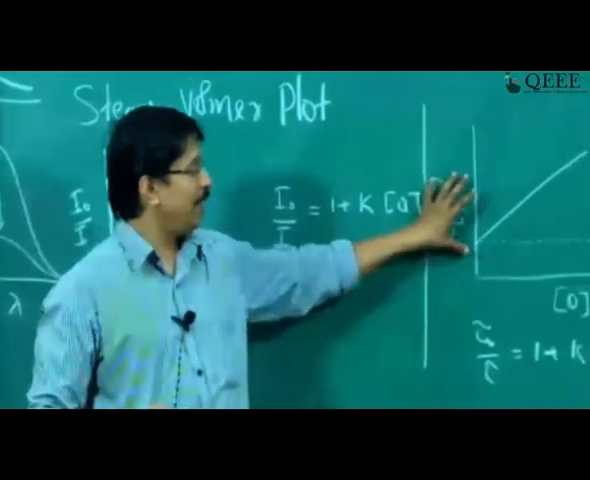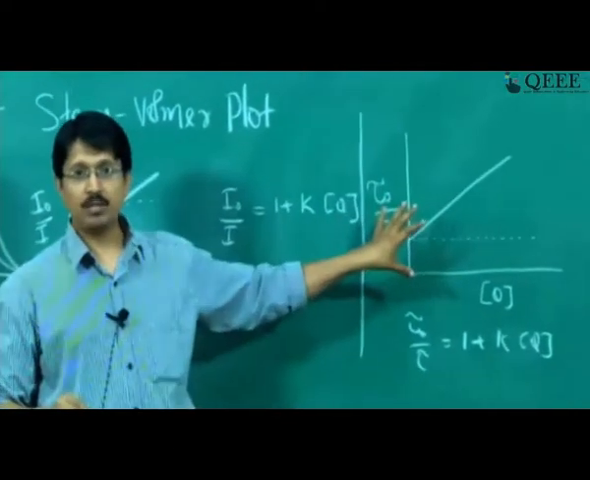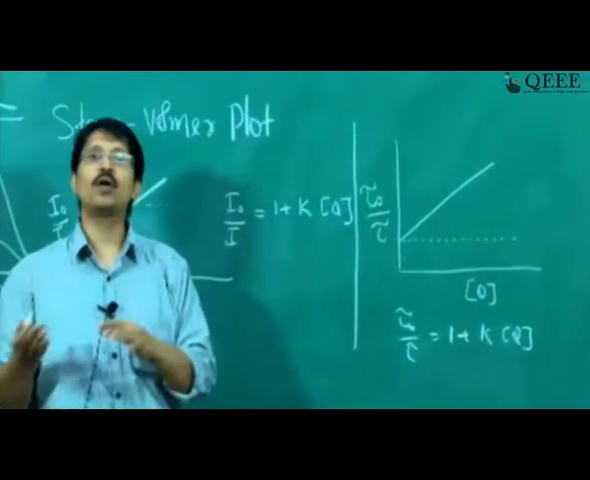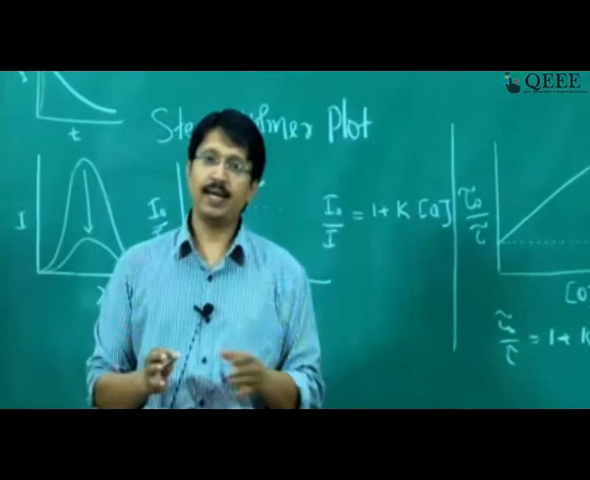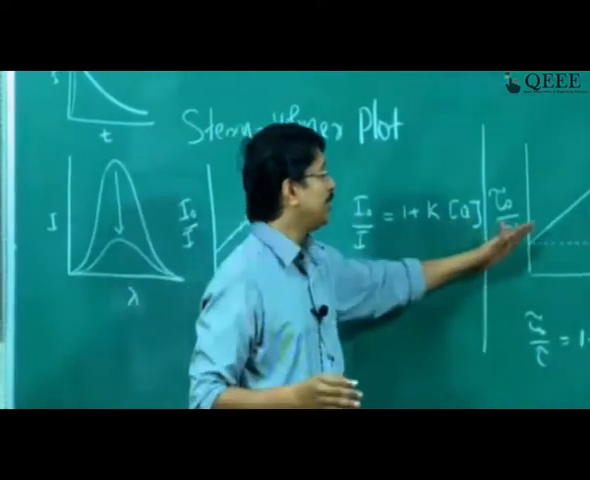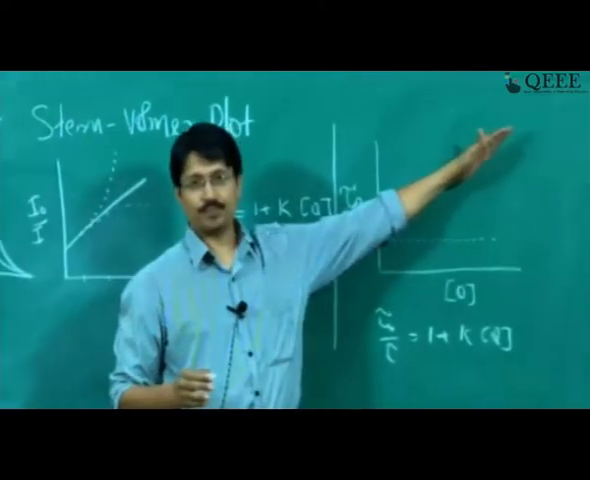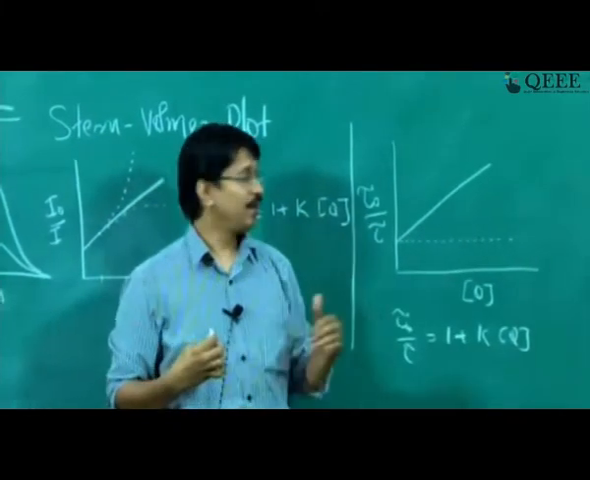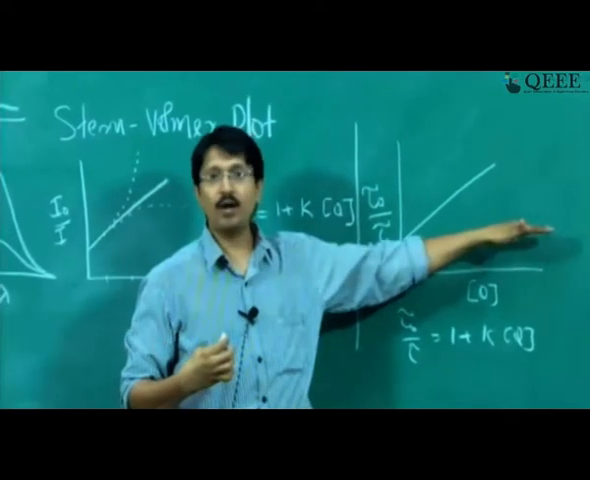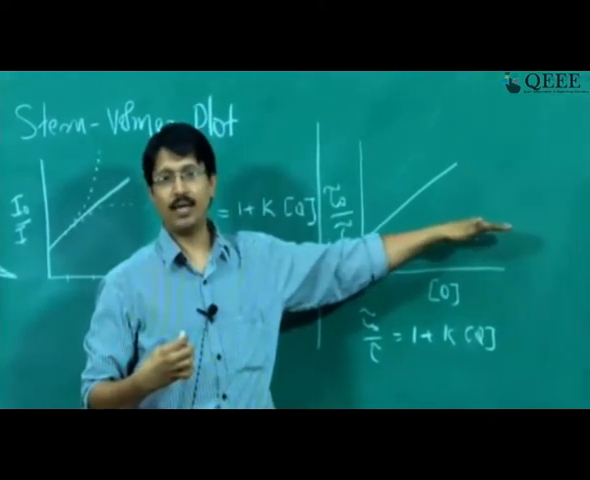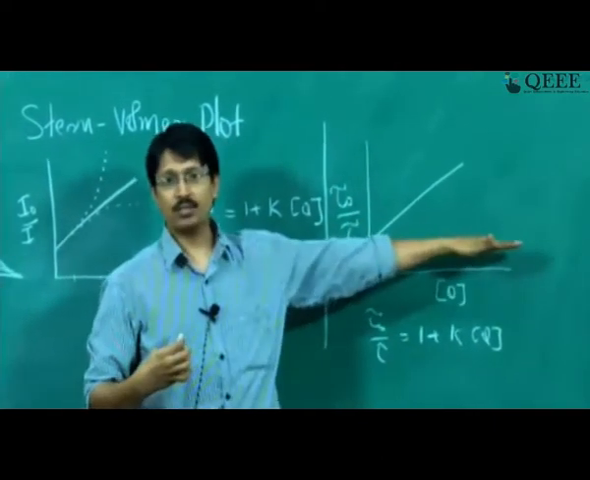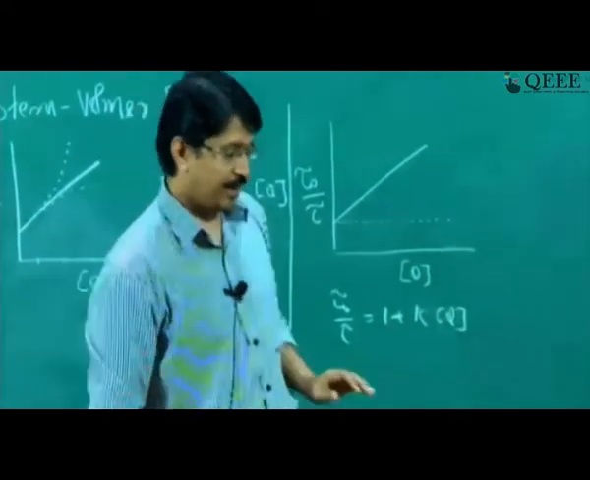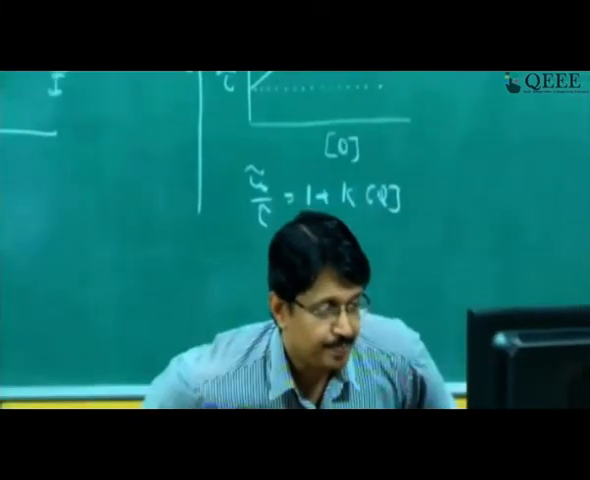So simply by plotting these lifetime plots, we can differentiate whether it is a static quenching or a dynamic quenching. If it is dynamic quenching alone happening, the lifetime ratio will increase, because dynamic means they interact in the excited state, whereas in static quenching, the lifetime will not get perturbed. You will get a line which is parallel to the x axis. So that is the easiest way to distinguish between dynamic quenching and static quenching.